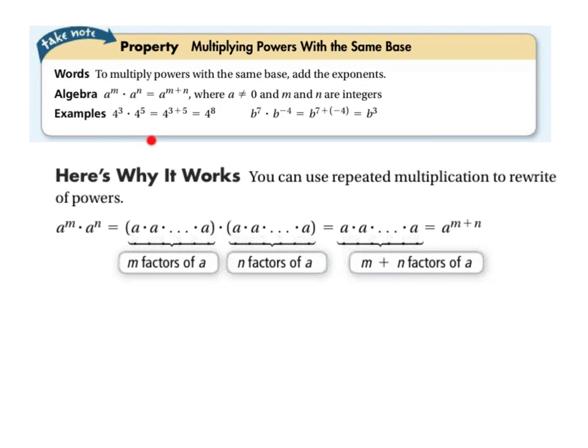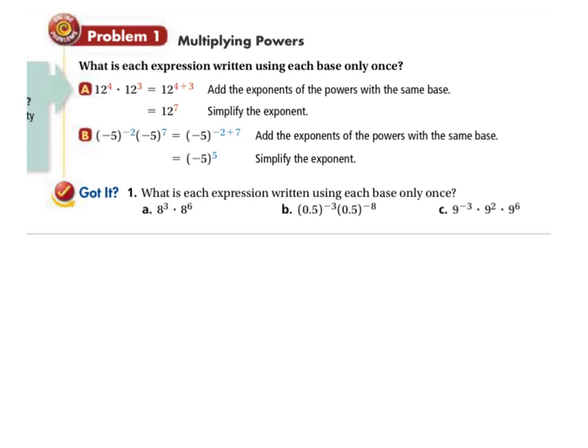4 to the 3rd times 4 to the 5th is 4 to the 8th, right? b to the 7th times b to the negative 4 is b to the 3rd. Again, you end up subtracting them. So down here, why it works, I just showed you, right? You basically just end up adding up the number of bases anyway. So an example here, if we have 12 to the 4th times 12 to the 3rd, notice same base. That's 12 to the 4 plus 3, which is 12 to the 7th. Same base here. Now again, using the parentheses to force us to take the negative with us, negative 5 to the negative 2 times negative 5 to the 7th is negative 5 to the negative 2 plus 7, which is negative 5 to the 5th power.